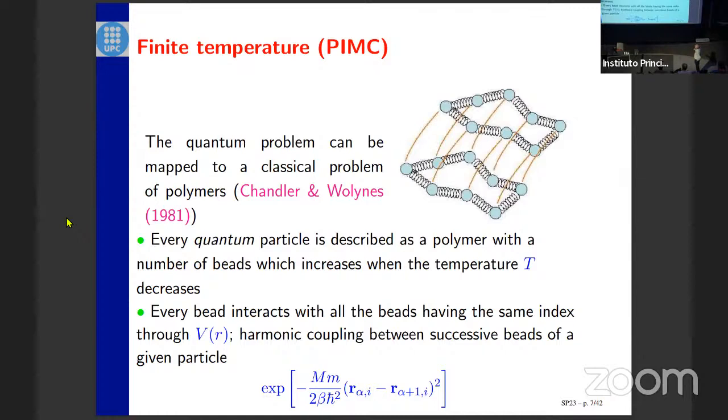What couples these, which are called beads in the technical language, is a harmonic coupling here that comes from the kinetic propagator. And every bead of a particle interacts with the bead of the same number of the other particle through the potential. Okay, so then I have the coupling between the effect of the kinetic action and the interaction part between beads of the same index. This is an essential idea. So in principle, you map the problem to a classical problem where particles are polymers that interact in this form.